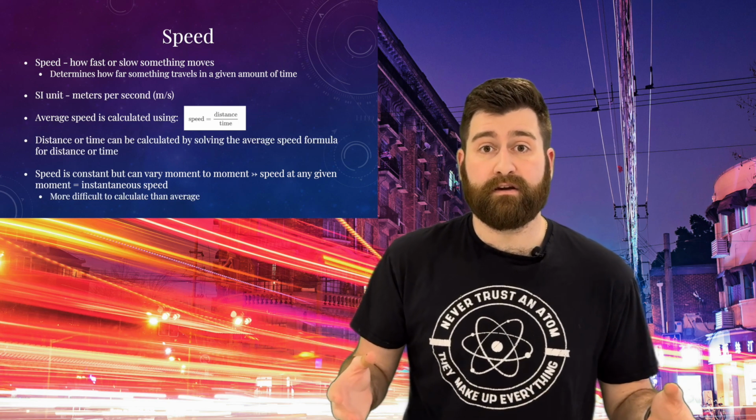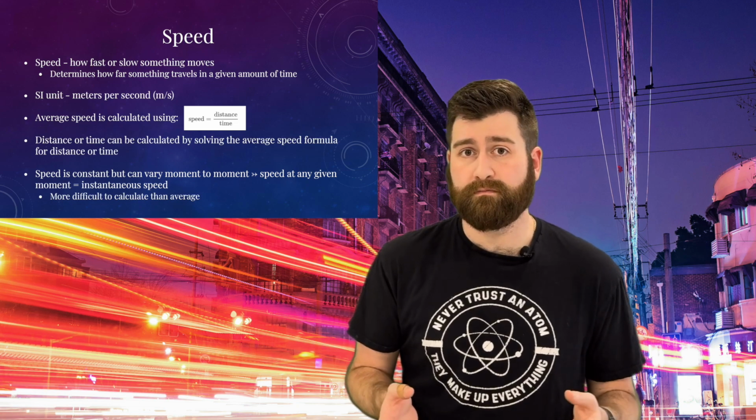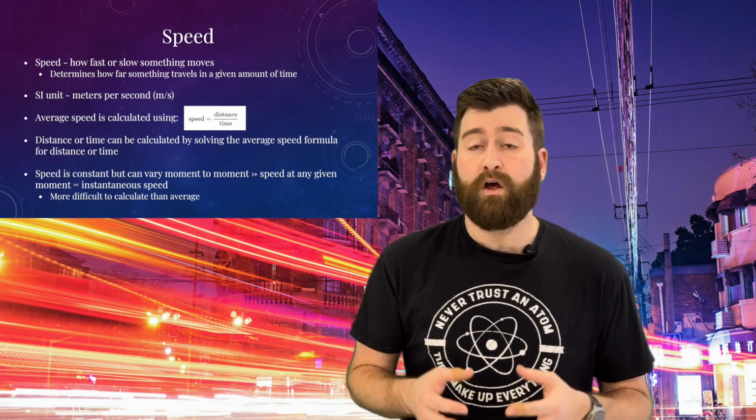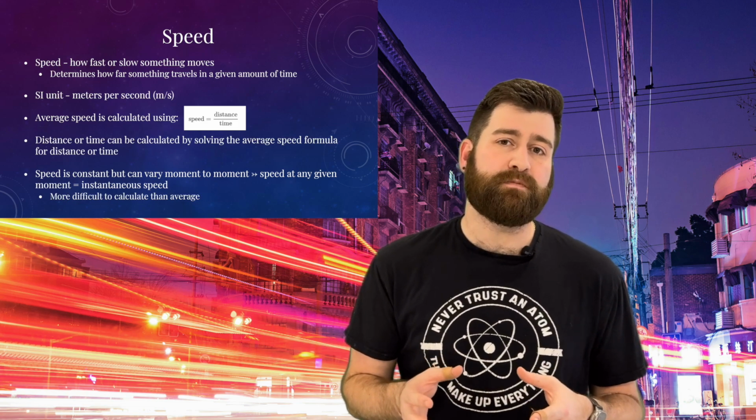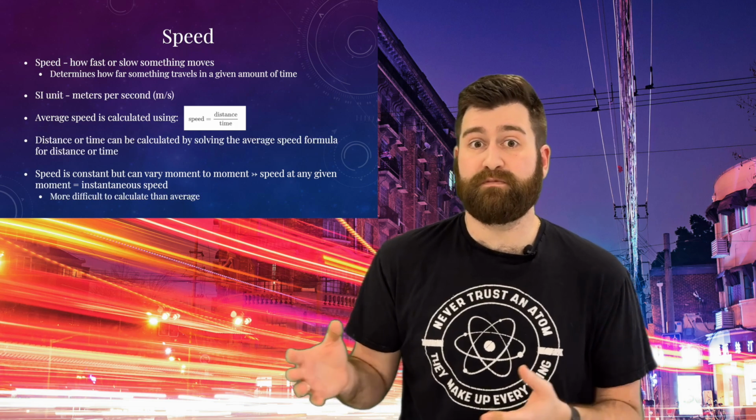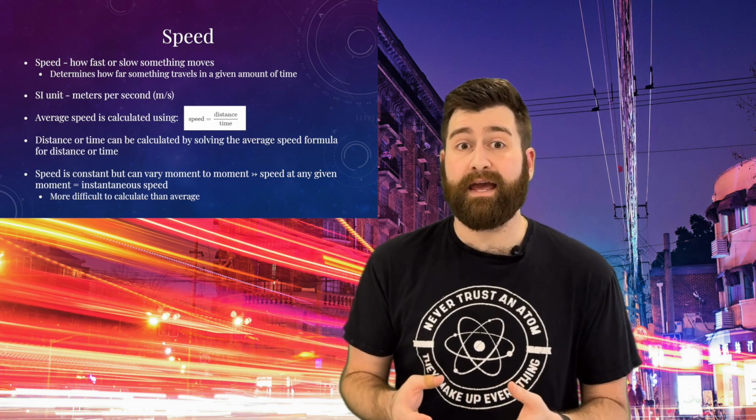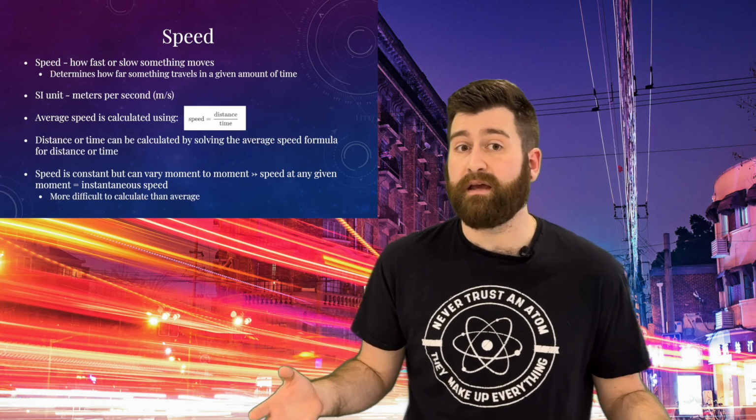When you're traveling, like in a car for example, do you travel at the same speed the entire time? No. There are different speed zones that you speed up or slow down in. Overall though, you have what's known as an average speed. And this average speed is calculated using the formula speed equals distance divided by time. Distance or time can also be calculated by rearranging the average speed formula for distance or time instead.